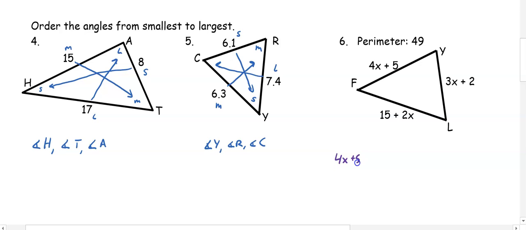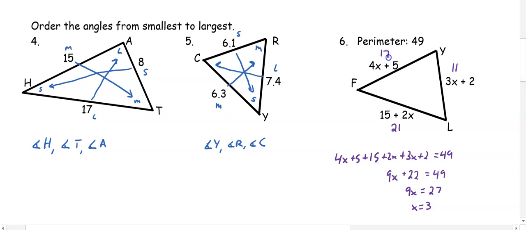So 4x plus 5 plus 15 plus 2x plus 3x plus 2 is equal to 49. When we combine like terms here, we have 9x plus 22 is equal to 49. We can subtract 22, so 9x equals 27. We divide, and x is 3. Once we know x is 3, we can substitute in. So 3 times 3 plus 2 is 11. 15 plus 2 times 3 is 21. And 4 times 3 plus 5 is 17.